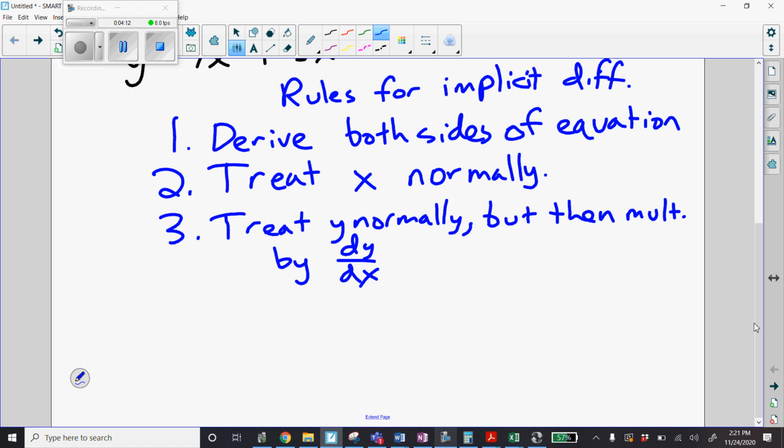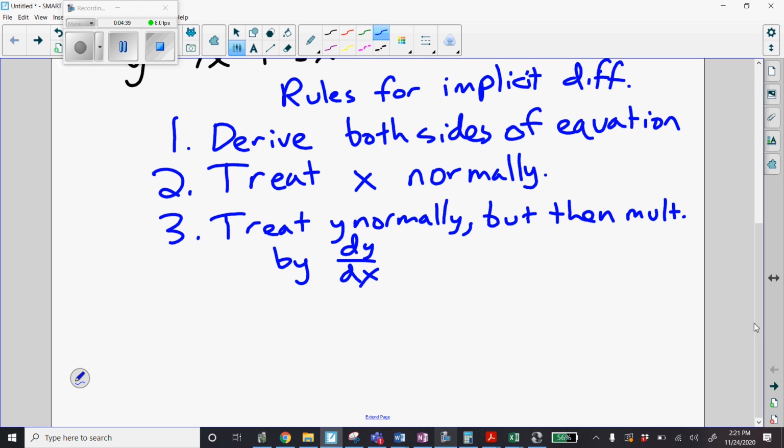Anytime I come across a y that I'm going to do the derivative of, I do the derivative normally. So example, if I had 3y squared, that derivative would be 6y. But then I need to multiply by dy dx. Okay, we have to do that every time we do a derivative of y. It's the most common thing that people forget to do. Sometimes they remember to do it on some of the y's, but not all of the y's.